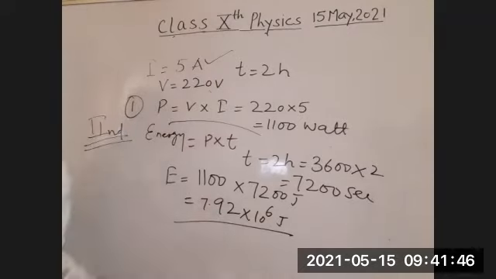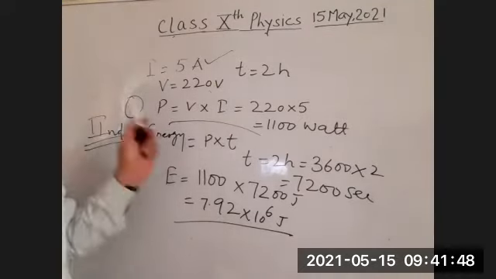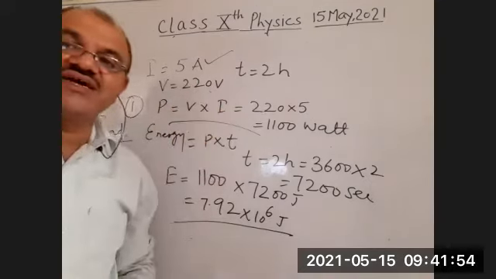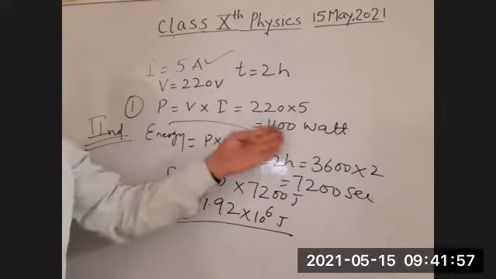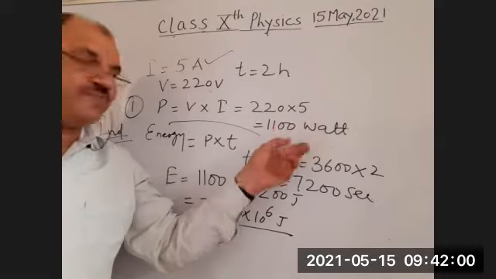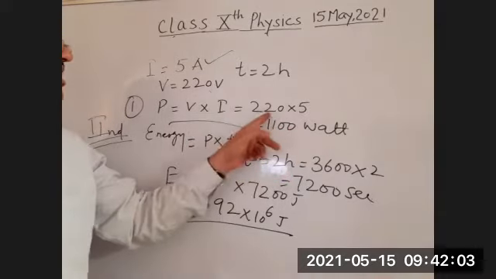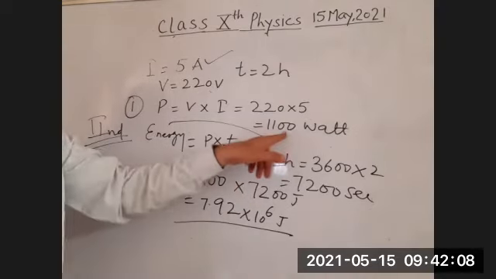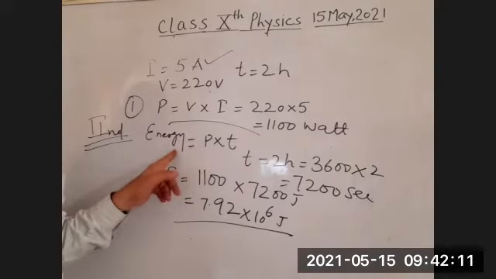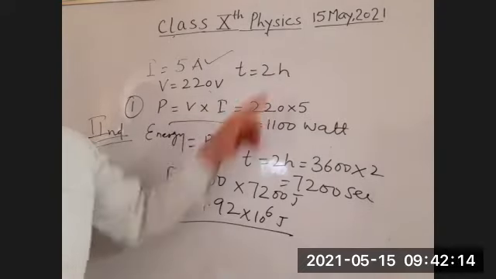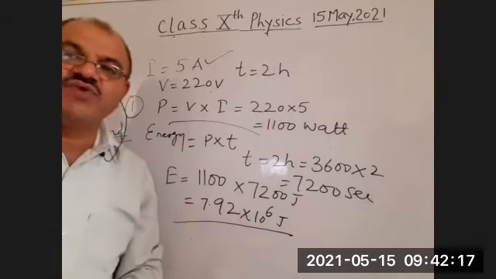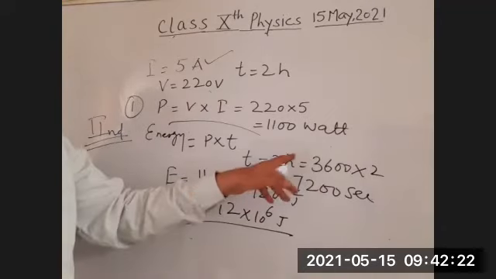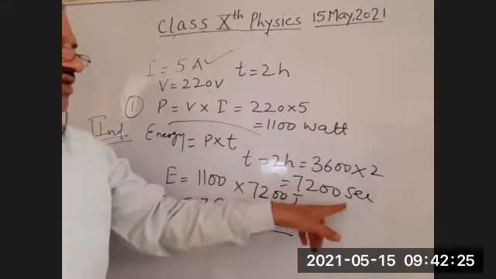Now students, again I'll tell you about these numericals. What you have to do: the given is current and potential difference. Time is also given as 2 hours. Now you will calculate the power, V into I, that is 220 multiplied with 5, it is 1100 watt. Now we already have the power. Power into time is called energy. Given is 2 hours, we will convert the hours into seconds. It will be 3600 seconds, and into 2, it will be 7200 seconds in the 2 hours.